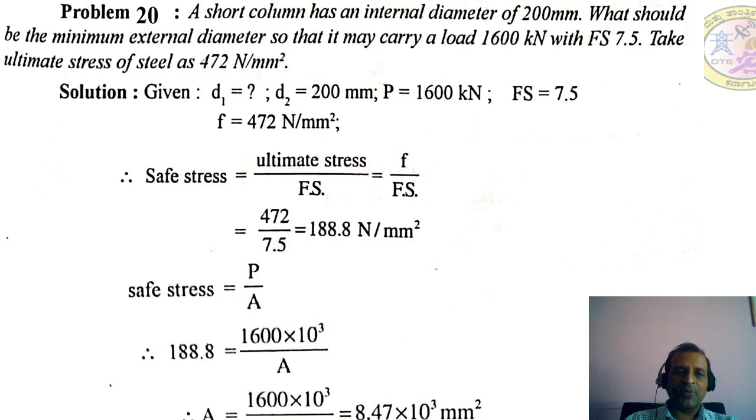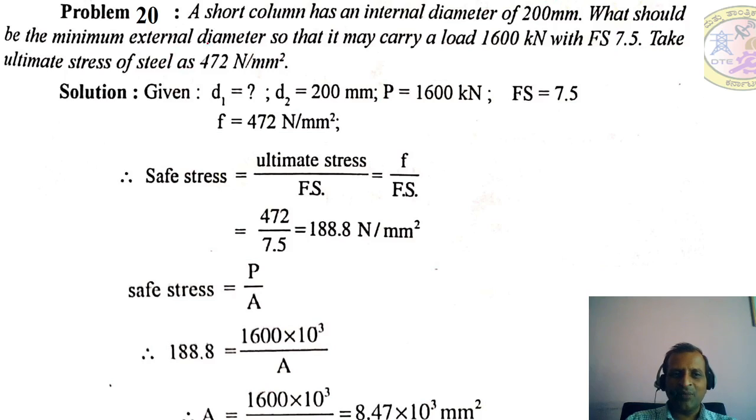So the next problem is: a short column has an internal diameter of 200 mm. In the previous problem, he gave the external diameter and asked for the internal diameter. But in this problem, he has given the internal diameter and is asking to find the external diameter. So both are the same. In the previous problem the internal diameter was unknown, but in this problem the external diameter is unknown. So the concept is the same.